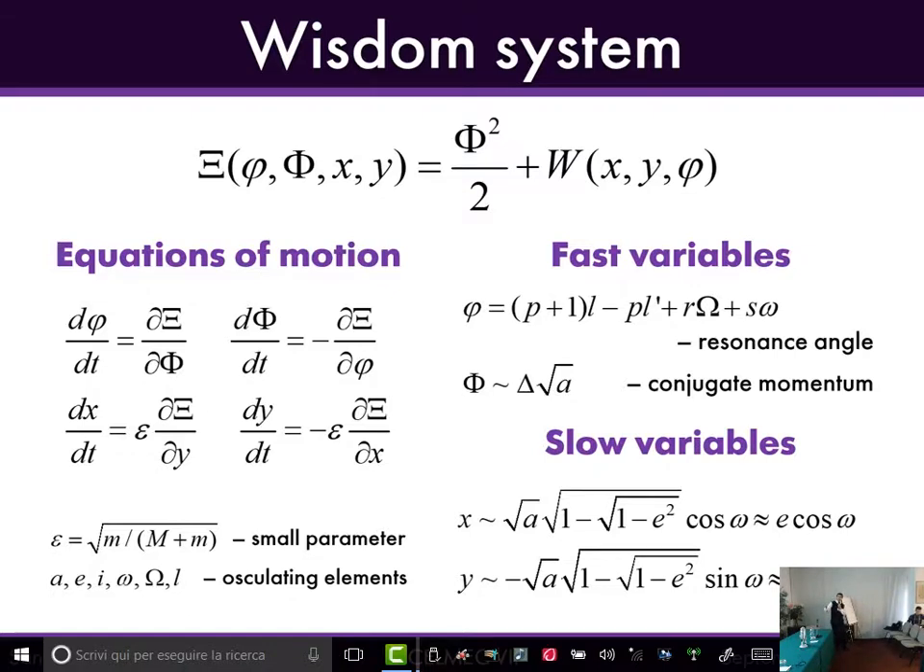So we can call the first pair of variables fast variables, and they are the resonant angle, which is the sum combination of orbital elements of the asteroid and also the mean longitude of the planet, and some conjugate momentum. Slow variables, the pair x and y, have a quite complex structure, but for small eccentricities, they can be viewed as eccentricity multiplied by cosine of argument of perihelion and eccentricity multiplied by sine of argument of perihelion.